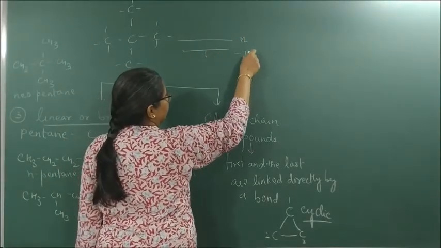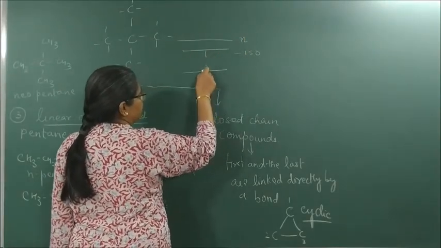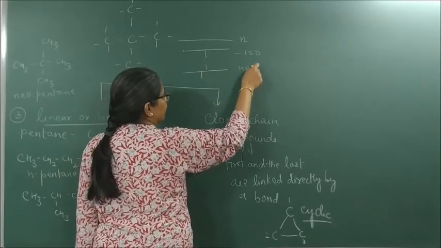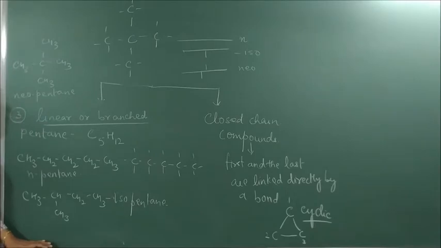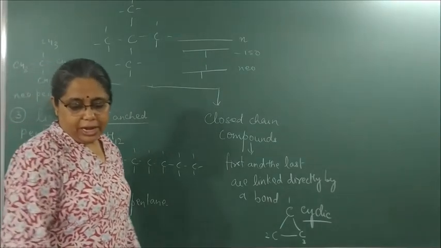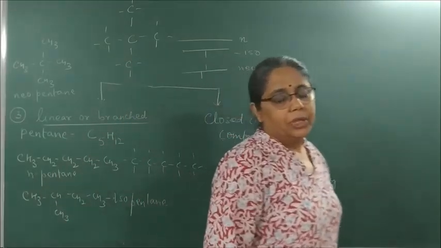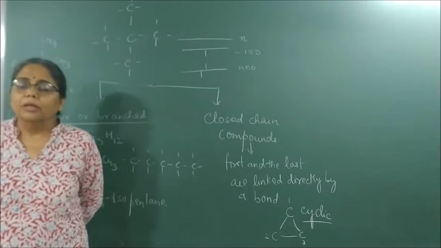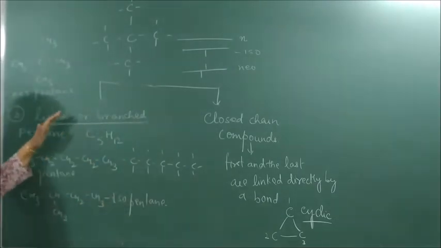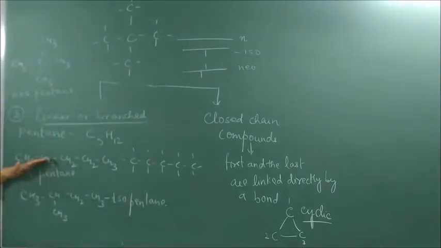If it is one-sided branching, it is iso. If it is two-sided branching, it is neo. Please draw all the structures of pentane. Okay, heading: pentane, and draw structures. Whatever you have seen, pentane existing in different structures is called isomerism. What is isomerism?